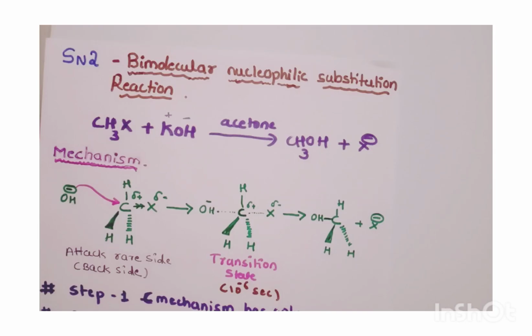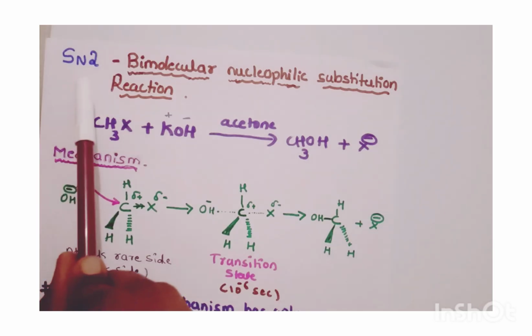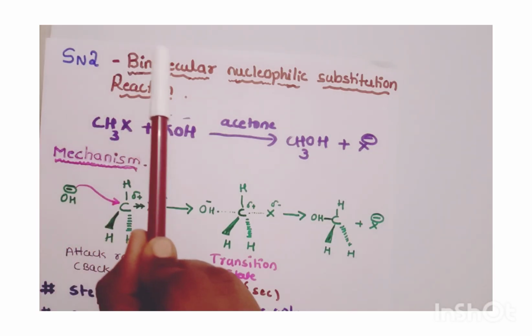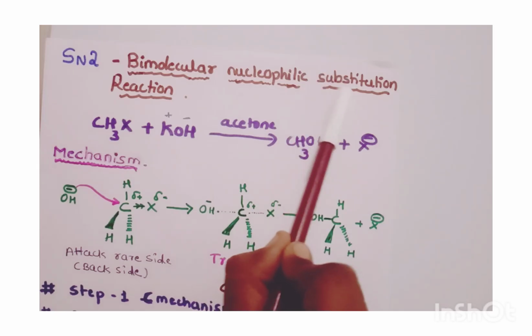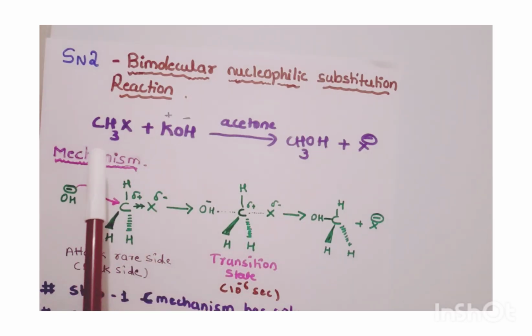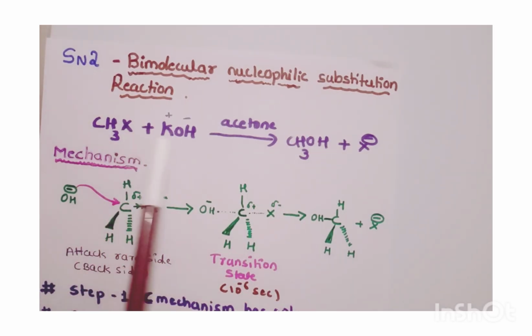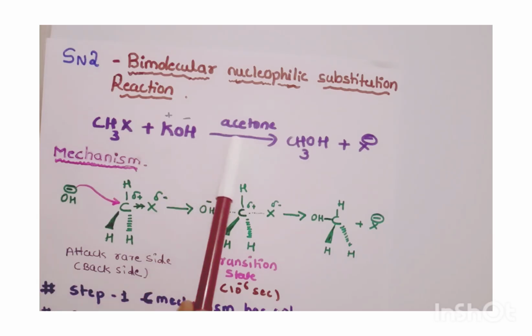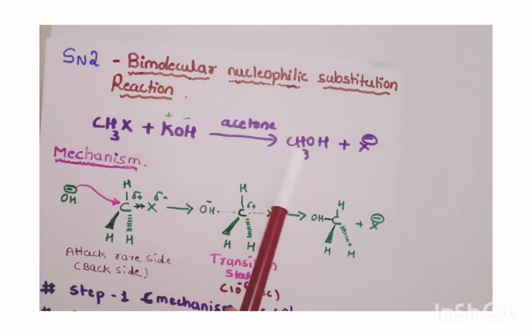In our last video, we already discussed the SN1 reaction. Now we are going to discuss the SN2 reaction, meaning bimolecular nucleophilic substitution reaction. In this reaction, when methyl halide is reacted with potassium iodide in presence of acetone, it gives rise to methyl alcohol and halide ion. The mechanism of the reaction is like this.